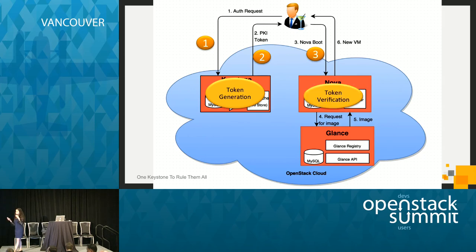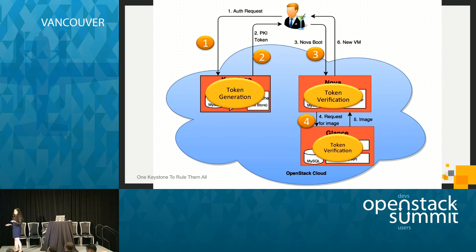Nova, since we are using PKI, goes to the Keystone middleware, the authentication middleware. The authentication middleware verifies the token and grants access to the user. So then Nova goes back to Glance.